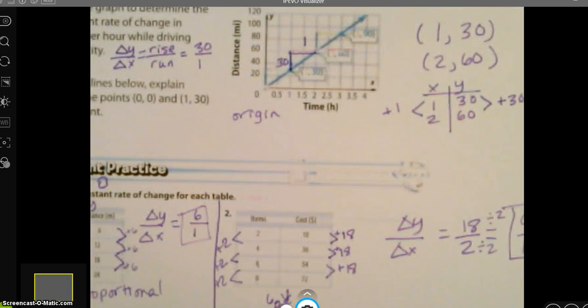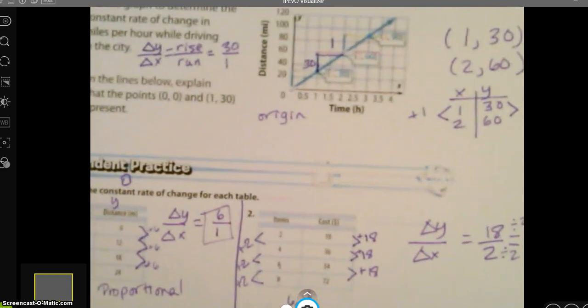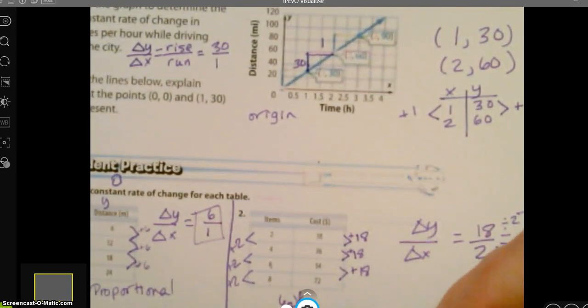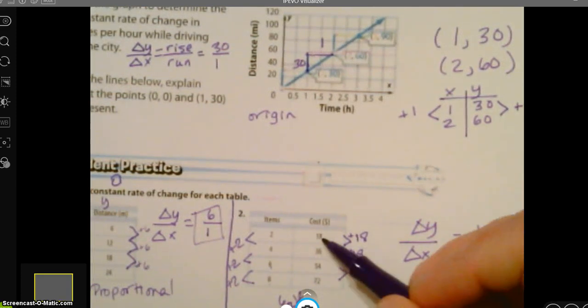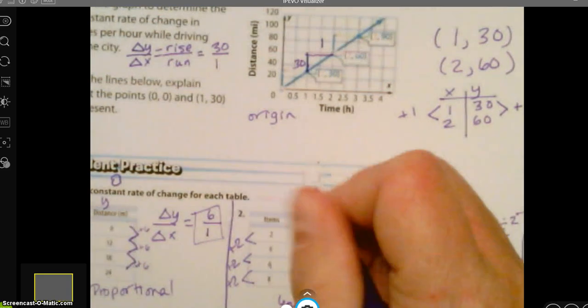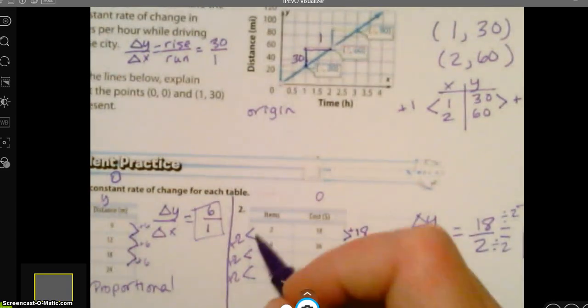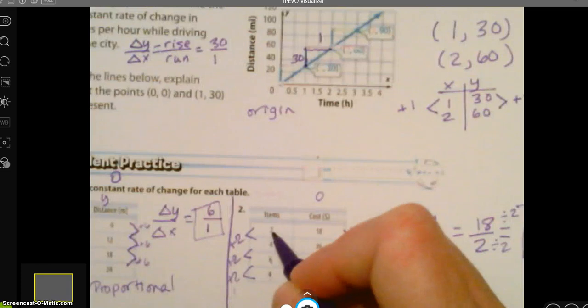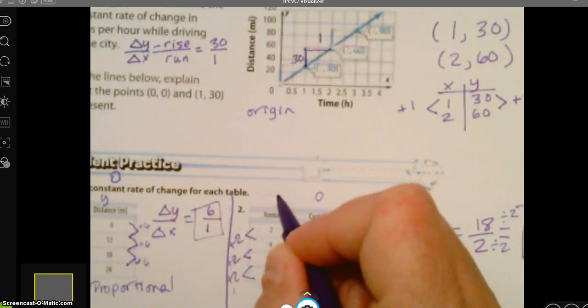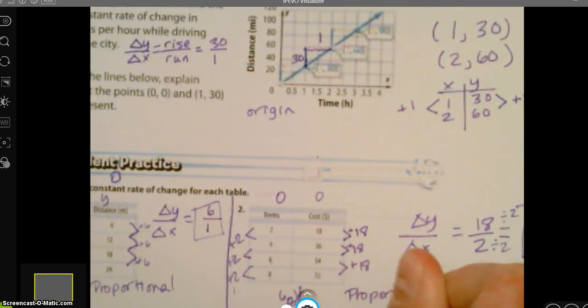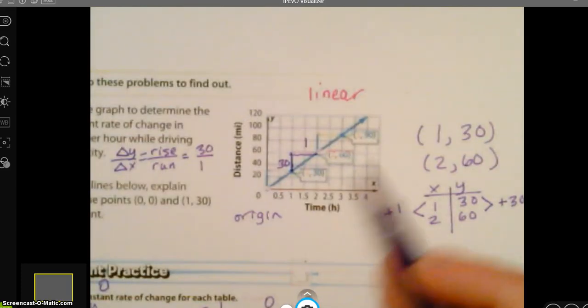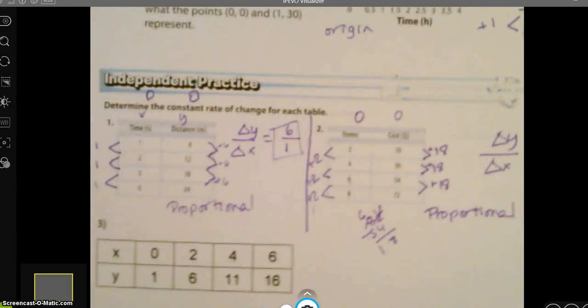Okay, now just to double check, let's see if it's proportional. Remember, we take the table back to see if it goes through (0, 0). Each one of these is changing by 18, right? So when I subtract 18, 18 minus 18, I get 0. And each one of these is changing by 2. When I subtract 2, I get 0. So this one is also proportional. So it's also a straight line that goes through (0, 0).